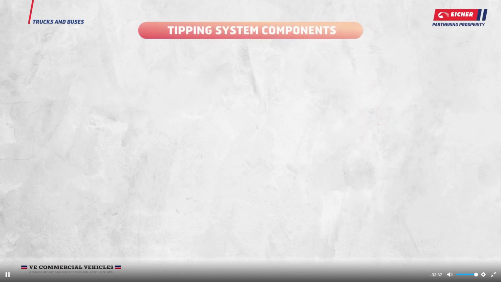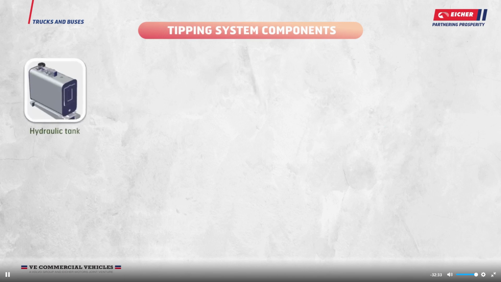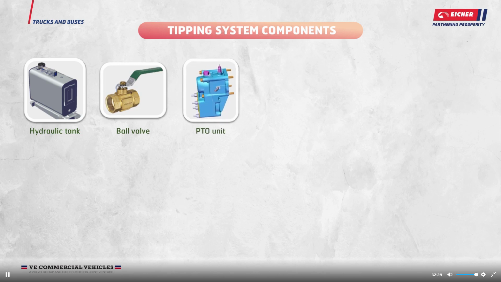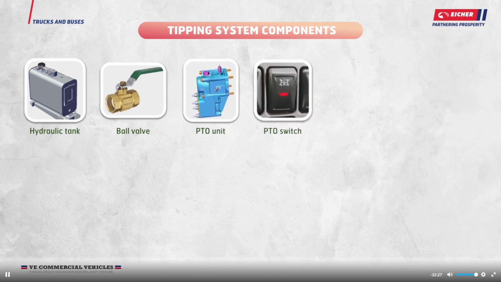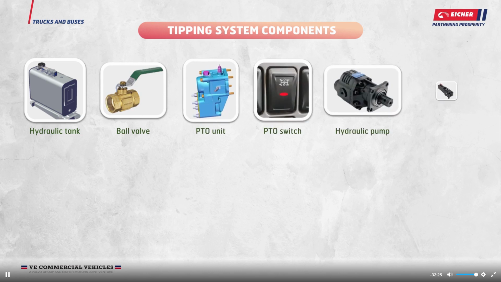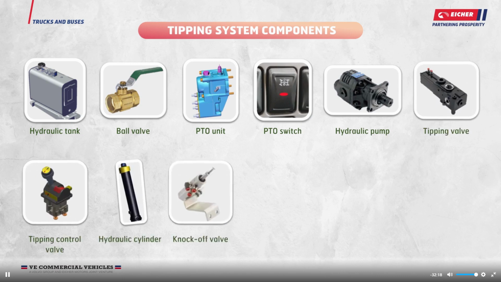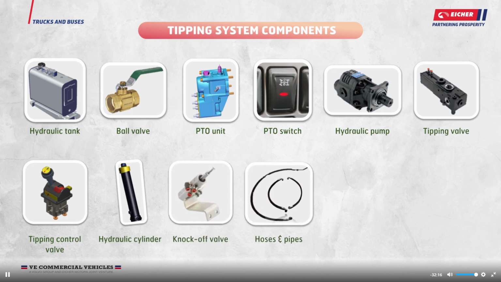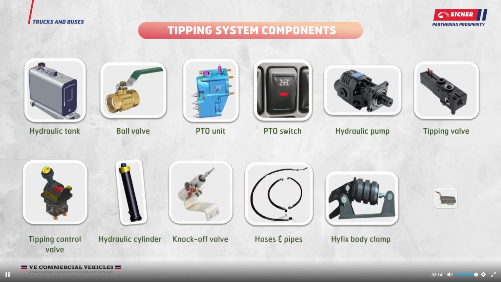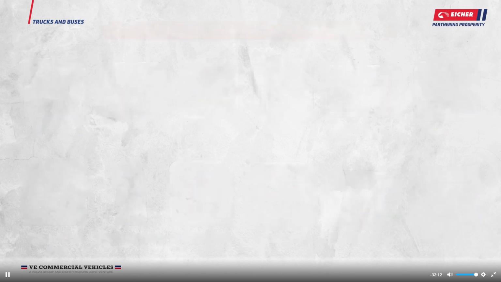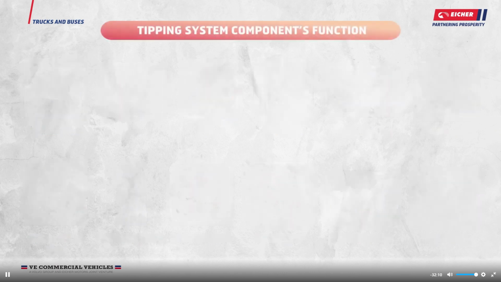Tipping system components. Tipping system components are as mentioned below: hydraulic tank, ball valve, PTO unit, PTO switch, hydraulic pump, tipping valve, tipping control valve, hydraulic cylinder, knock-off valve, hoses and pipes, high fixed body clamp, tipper body.